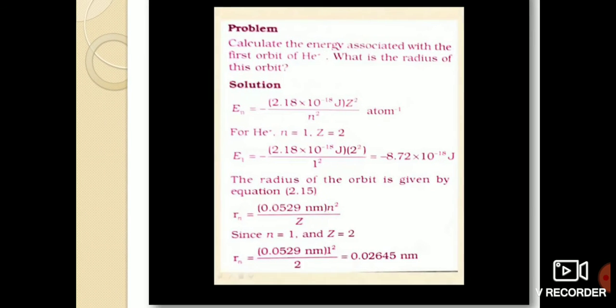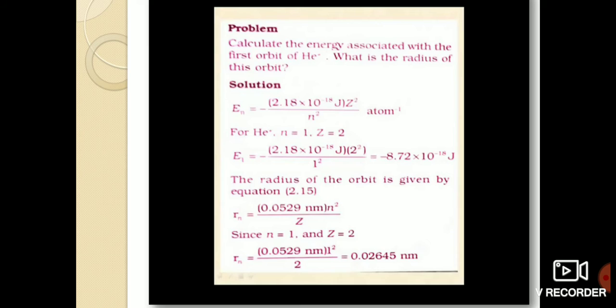There is a problem given in the NCERT, that is: calculate the energy associated with the first orbit of helium. What is the radius of this orbit? The solution is very easy. The formula which we have studied is En is equal to minus 2.18 into 10 to the power minus 18 joule Z square upon n square, where Z is 2 because it is the helium atom. The atomic number of helium is 2, and it has been asked for the first orbit, so n is equal to 1. So En is equal to minus 2.18 into 10 to the power minus 18 joule into 2 square divided by 1 square, and the value is minus 8.72 into 10 to the power minus 18 joule.